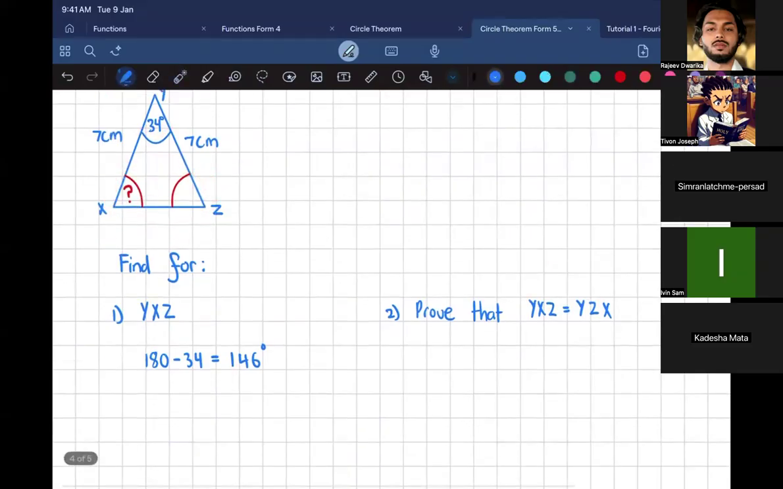Lovely. And I know that these two angles have to be the same, so I would just divide 146 by 2. 146 divided by 2 should be 73. Just verify that.